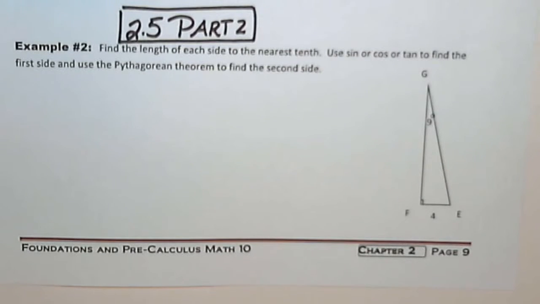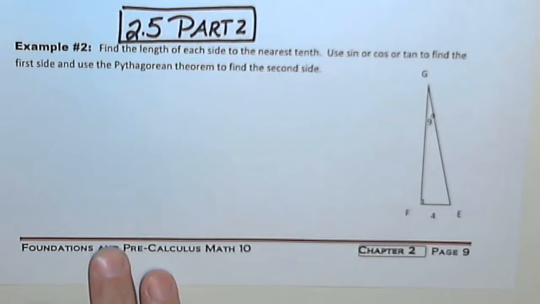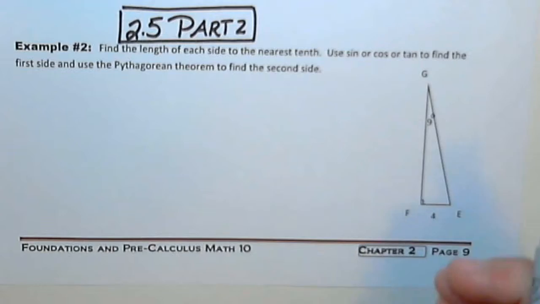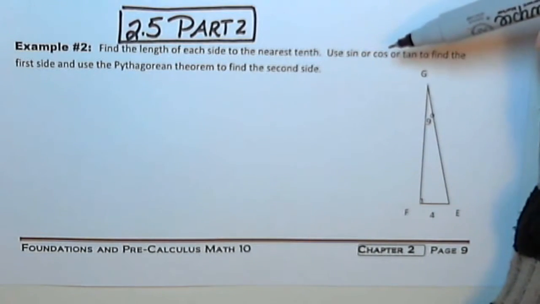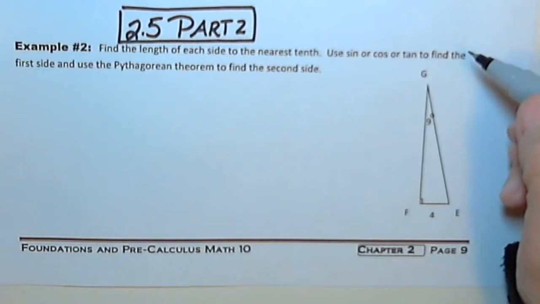This is 2.5 part 2, and we have another example where we're asked to find the length of each side to the nearest tenth. Use sine or cosine, not tangent today, to find the first side, and use the Pythagorean theorem to find the second side. So, using our steps from up above, you can't see them on my sheet, but you should see them on yours. Label all of your information.